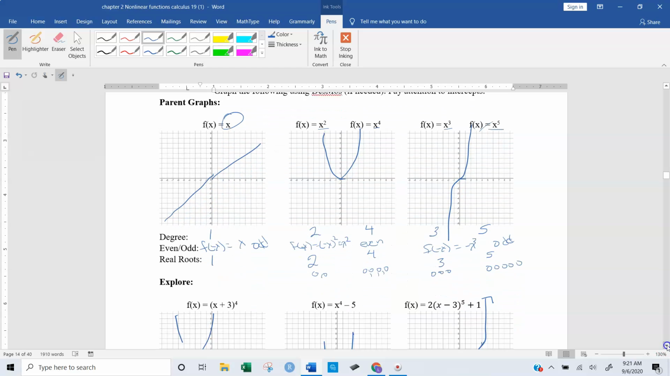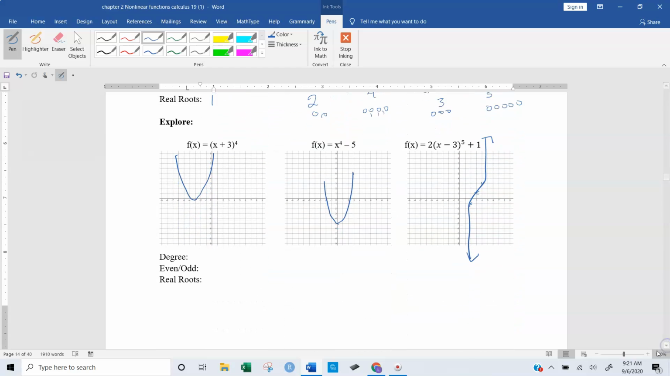All right, let's go down here. How did you do on these? These were your transformations. I expected you to remember that plus 3 moved the whole thing left 3. So you went left 3 and drew in your graph. The degree is still 4. But this time when you do f of negative x, you get negative x plus 3 to the 4th. It is not the same and it is not opposite, so therefore it is neither.